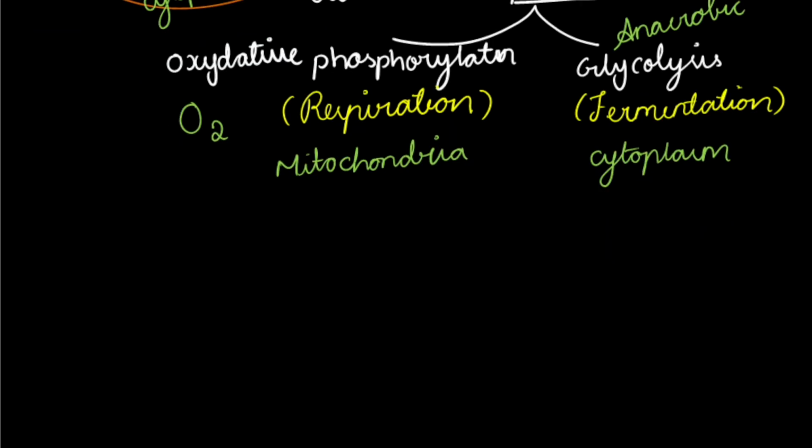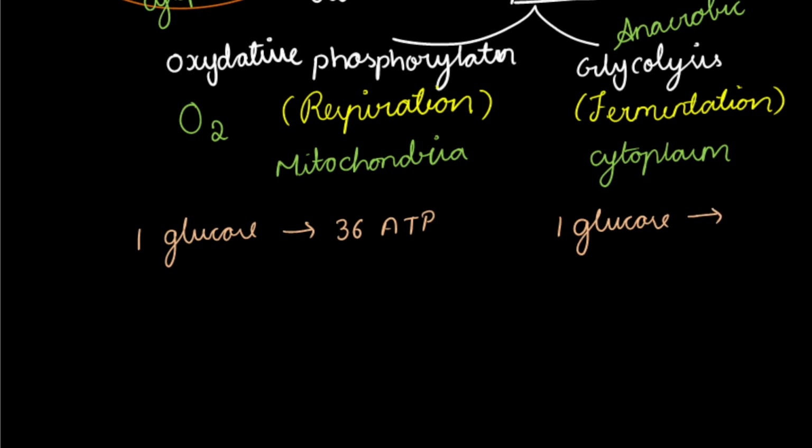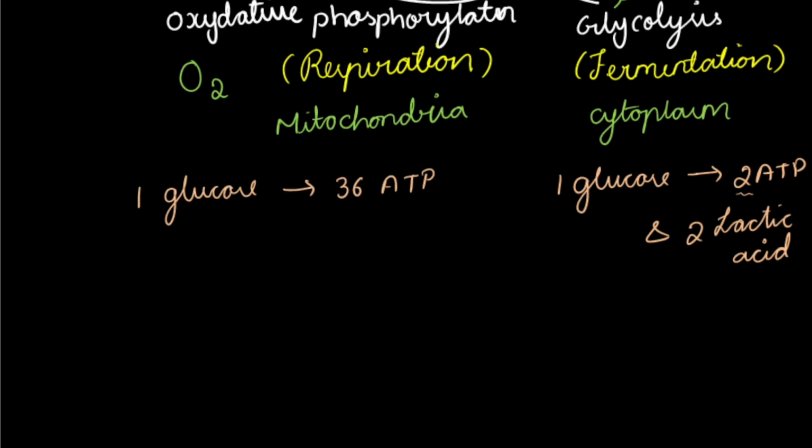Simply, in oxidative phosphorylation, one glucose molecule is converted into 36 ATP, which is a tremendous amount of energy. In the case of glycolysis, one glucose molecule is converted into only 2 ATP and 2 molecules of lactic acid. So in glycolysis, we have only a small amount of energy along with lactic acid.